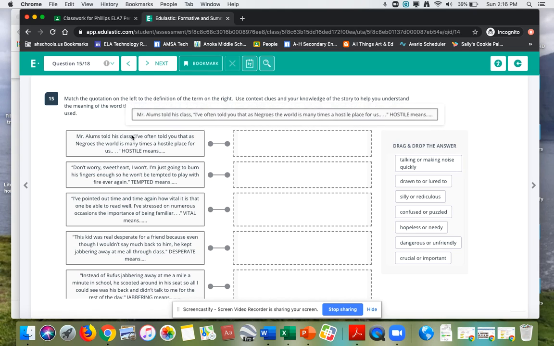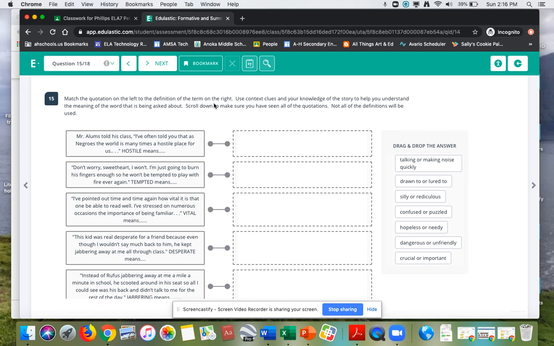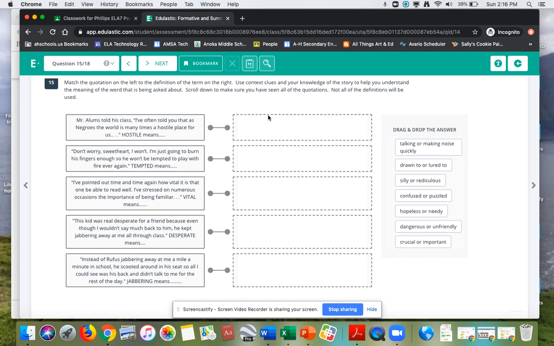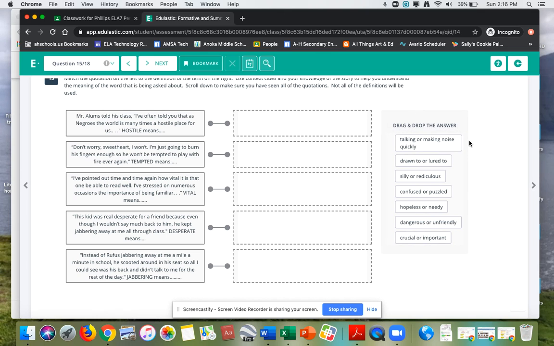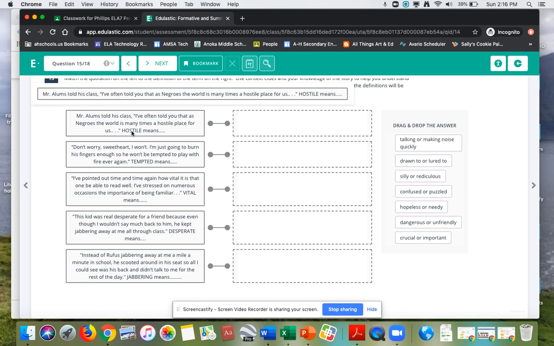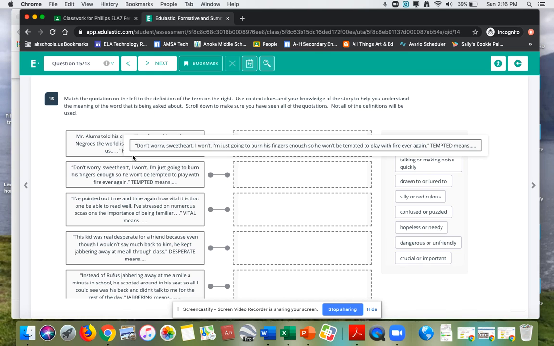Match the quotation on the left to the definition of the term on the right. Use the context clues and your knowledge of the story to help you understand the meaning of the word that is being asked about. Scroll down to make sure that you have seen all the quotations. Not all definitions will be used. So that means we'll have some extras.